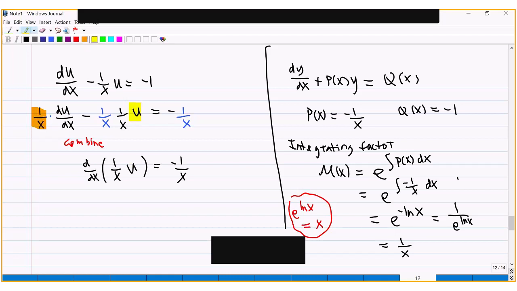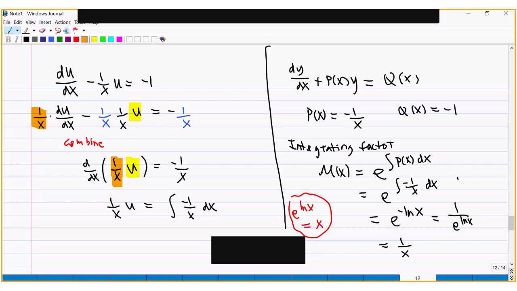The equation on top there is just obtained by differentiating the bottom using the product rule. Keep the first term, differentiate the second term, then keep the second term, differentiate the first term. You get back exactly the equation on top. So what does this mean now? This means 1 over x times u is equal to integrating both sides.